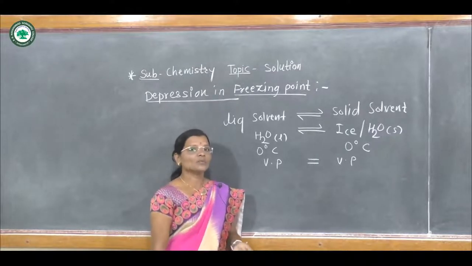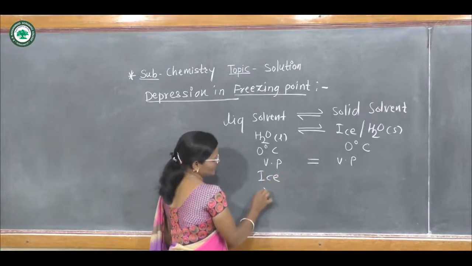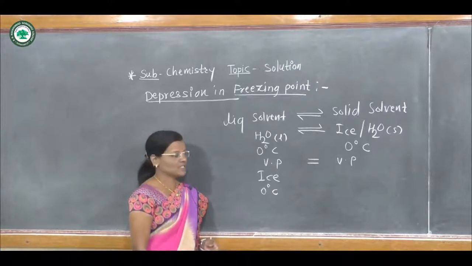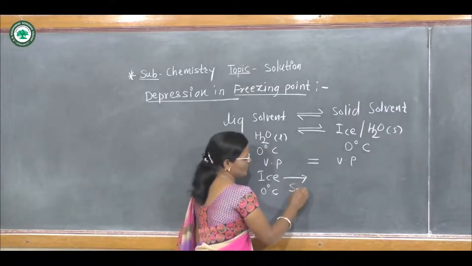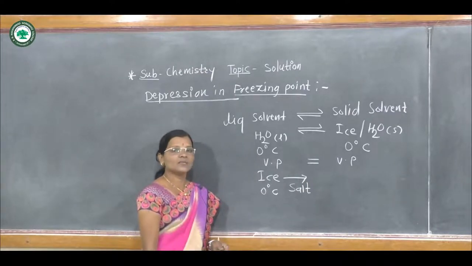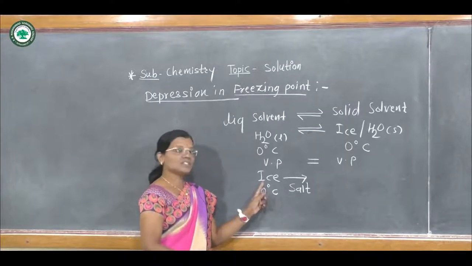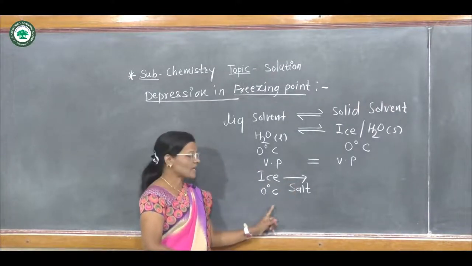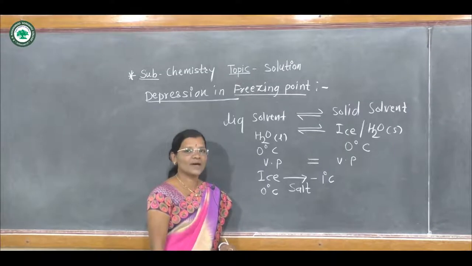Now let us consider how the depression in freezing point takes place. For example, ice formation takes place near 0 degree Celsius, when liquid water is converted into its solid form, ice. Then if we add some salt into this ice, what happens? The temperature of the mixture decreases, because the salt is non-volatile in nature. Consider that decrease in temperature as minus 1 degree Celsius.